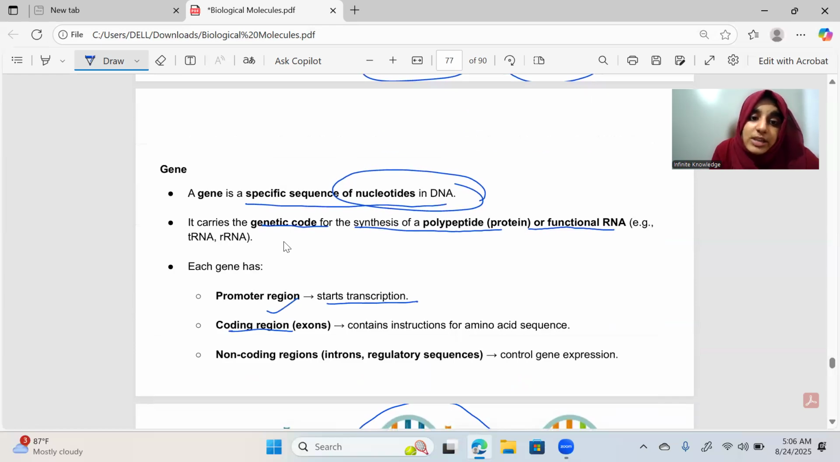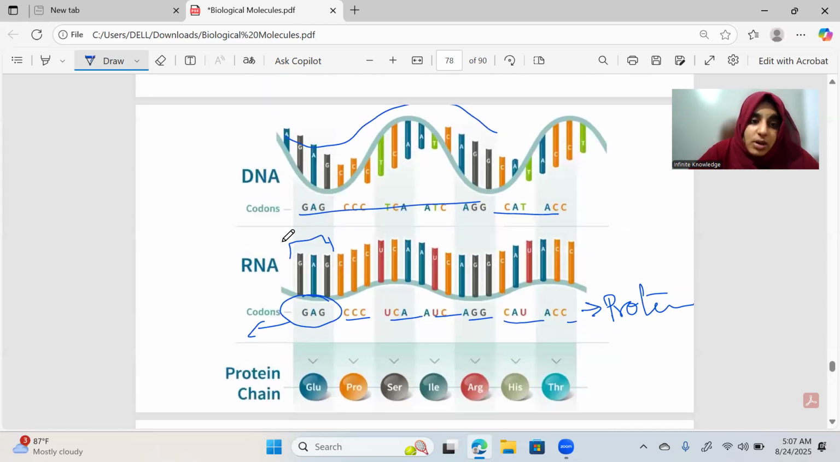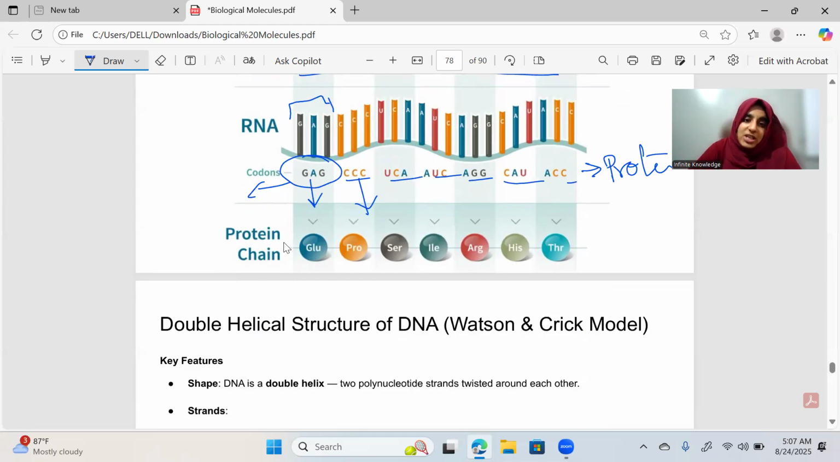Next, we have the coding region or the exons. They contain instructions for the amino acid sequence, and the non-coding regions, which are known as introns, control the gene expression. So there is basically the promoter region which helps to initiate the transcription. Next, we have the region that performs the coding, it is the coding region. These contain instructions for the amino acid sequence. Next, we have non-coding regions that are known as the introns. So this is how the protein chain is formed. The first one is the promoter region, then we have the coding region, the exons, and then we have introns as well, which are the non-coding regions, right? So in this way, a protein chain is formed.